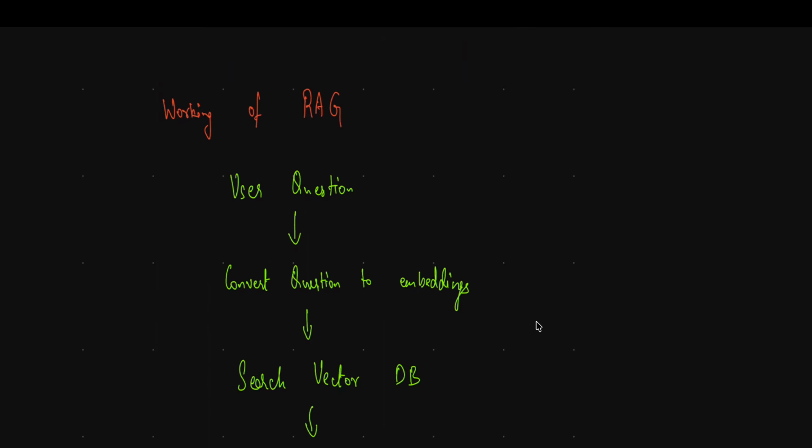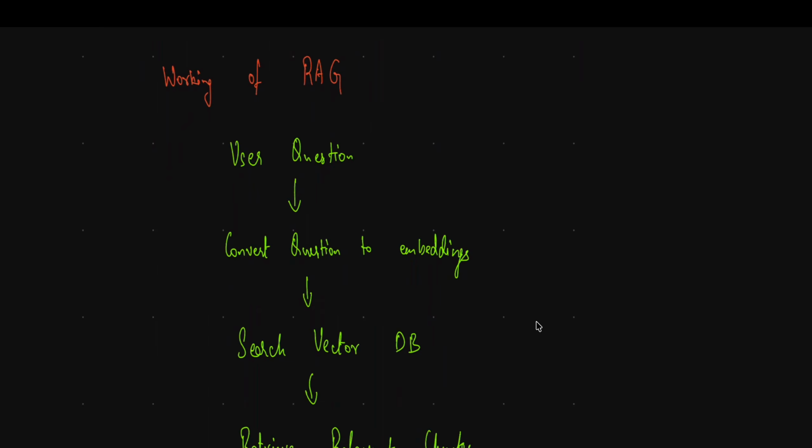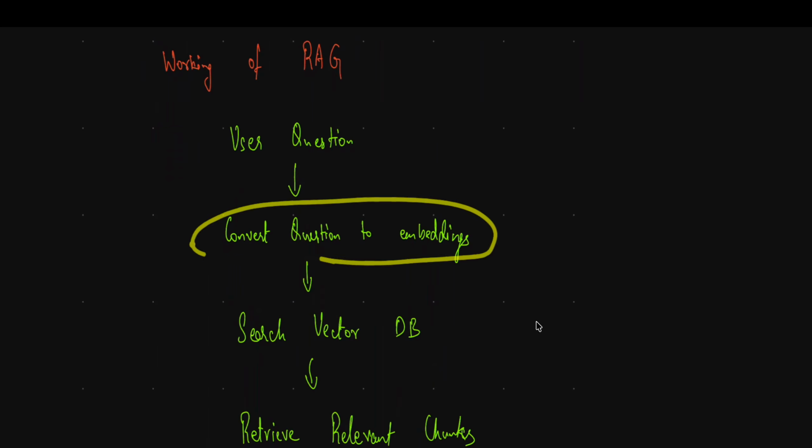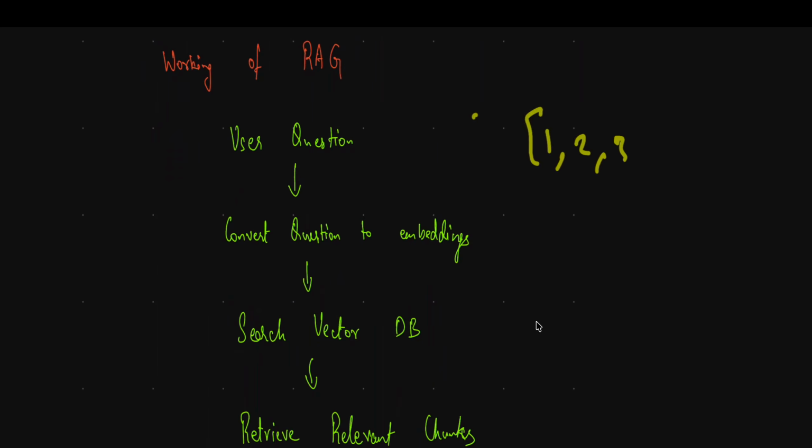And let's see in depth how it works. Let's say you have a query and you pass that query. Basically, you are converting the question to embeddings. We'll talk more about embeddings in the coming chapters. So let's say you are converting your question to numbers, let's say 1 comma 2 comma 3, something like vectors. So these are vector embeddings.